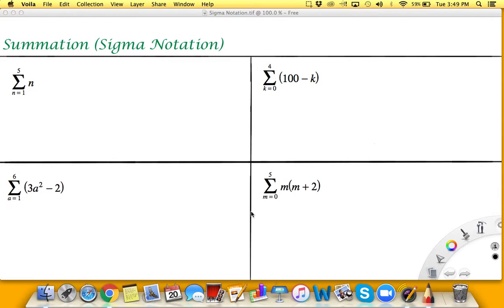Today we're going to be talking about summation. It's also known as sigma notation, and this is an interesting concept because all that this sigma symbol represents is just adding up a bunch of things.